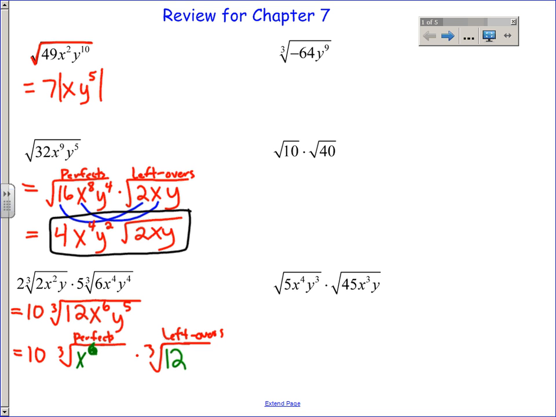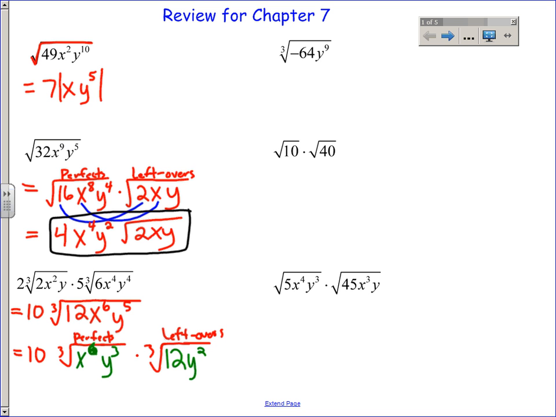So x to the sixth is a perfect. Then for y to the fifth, well, we have to add a number to itself 3 times and still stay under 5. The only thing we can do there is add 1 plus 1 plus 1, which gives us y cubed. If you remember, we practiced this, and whatever the root is, the exponents that are perfect will be multiples of that number. So the closest multiple of 3 to 5 is y cubed. That leaves us y squared left over.